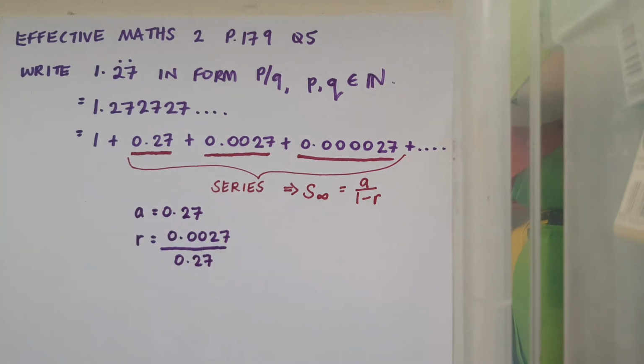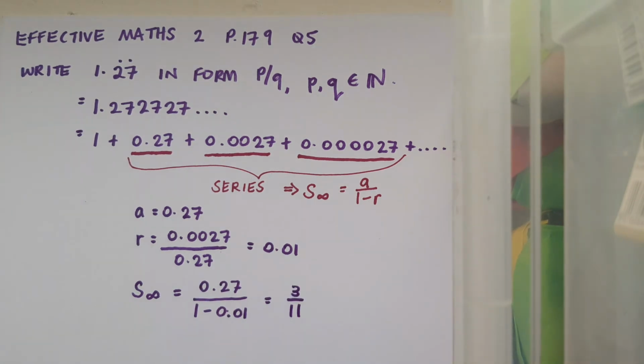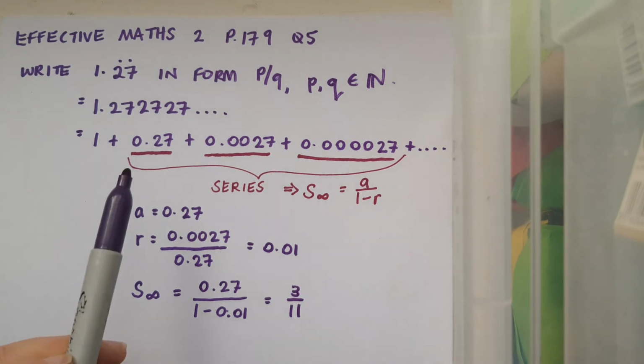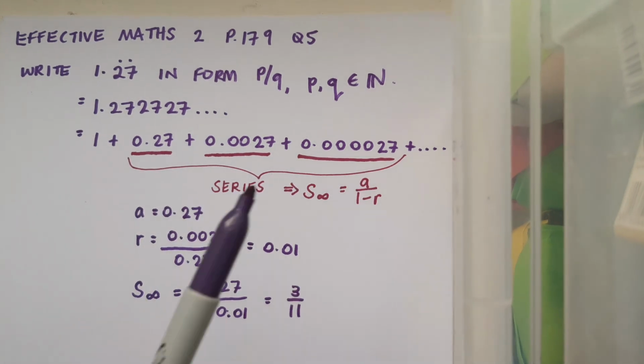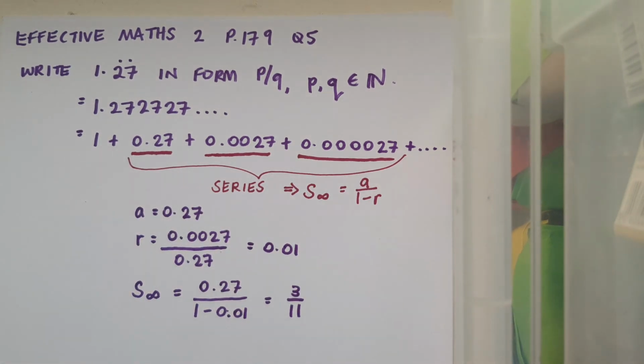I can calculate r by dividing any term in the series by the previous term, and in this case, that works out as 0.01. I can now go ahead to calculate S to infinity. So I've filled my formula in, and when I evaluate it, it comes out as 3 over 11. But I'm not quite finished yet, because this only deals with the portion from 0.27 onwards. I mustn't forget about that original 1 also.